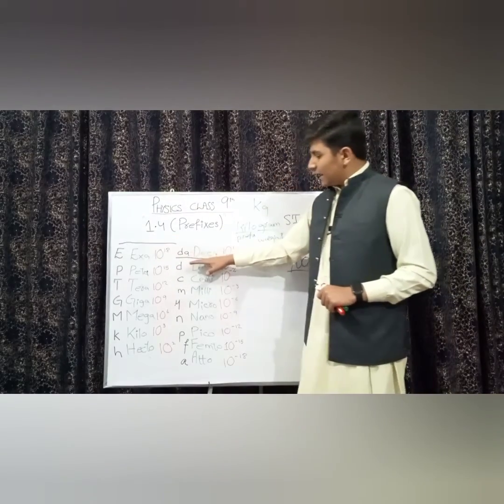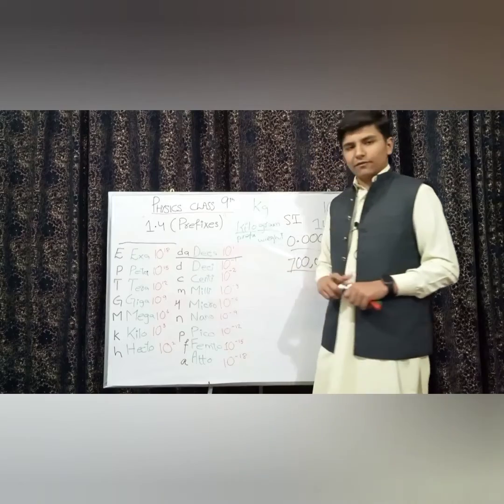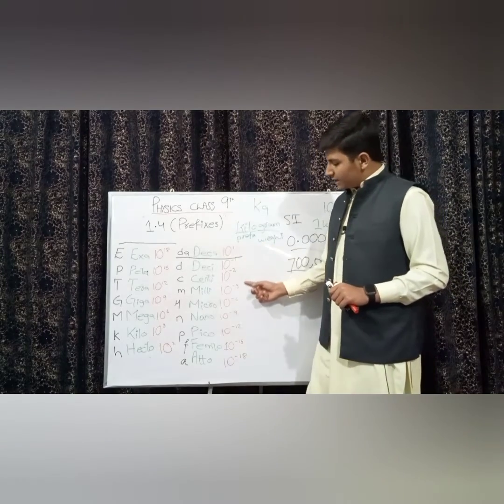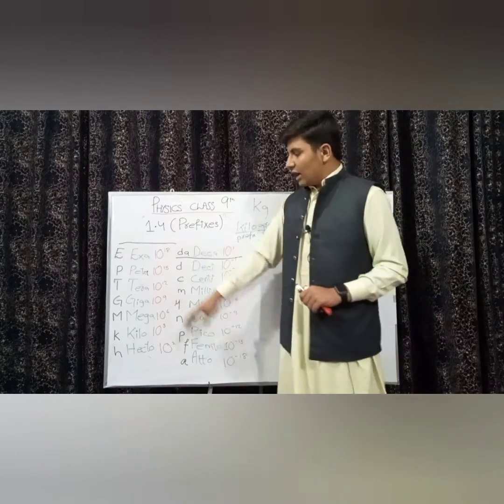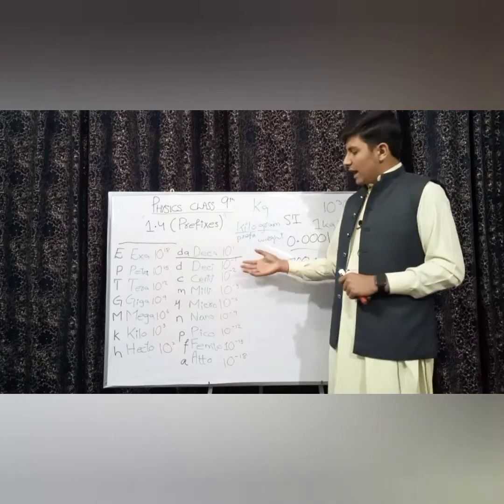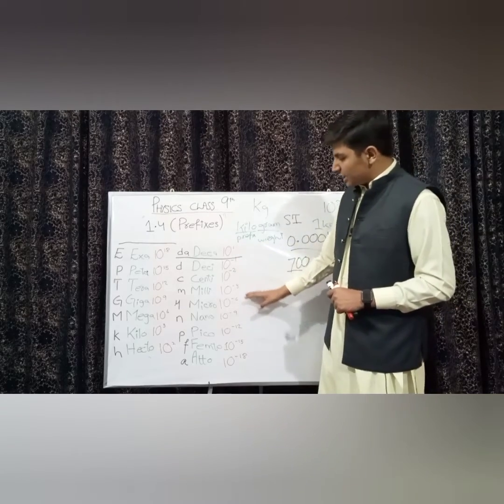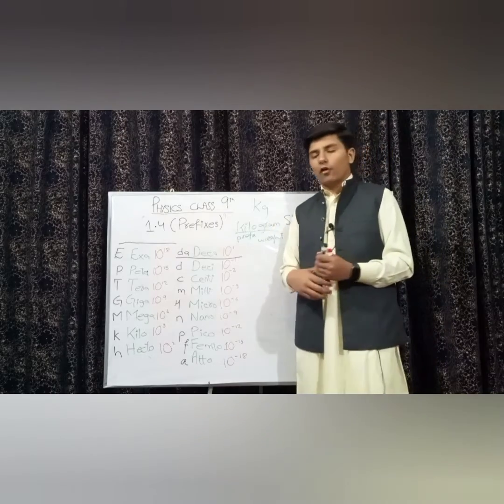From exa till deca, all the powers or all the degrees are positive. After deca, they are negative, and the minus sign is used here. The ones before deca are used for showing big quantities in a standard unit, and the ones after deca, the deci, centi, milli, and micro, the minus sign ones, are used to show a very small quantity in standard form.